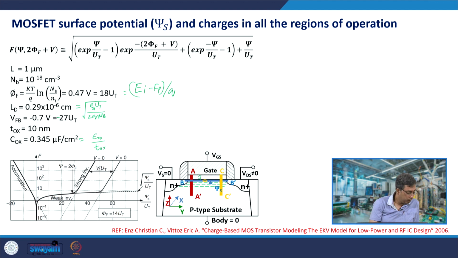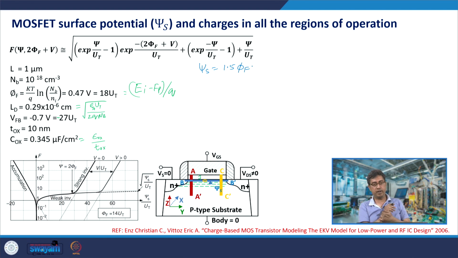Now, let us find out the value of the electron charge per unit area, its contribution to f, the contribution of hole charge to f, and the contribution of depletion charge to f for different values of the surface potential chi s. So, let us first look at the value of surface potential chi s equal to 1.5 phi f.